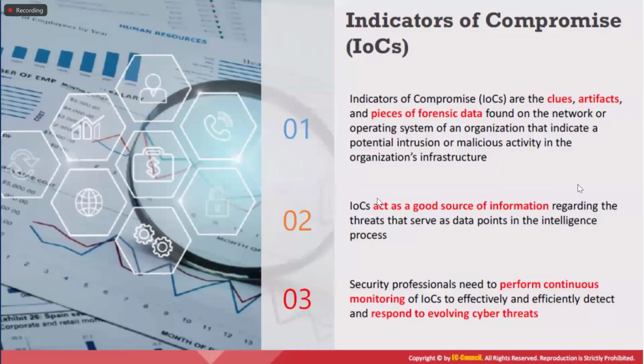Indicators of compromise, or IOCs. What are the indications which we can identify to tell whether our system is compromised or not? These are the IOCs: the clues, artifacts, or pieces of forensic data found on the network or operating system of an organization that indicate a potential intrusion or malicious activity in the organization's infrastructure. So as I already said, it might be any proof that an attack might have happened.